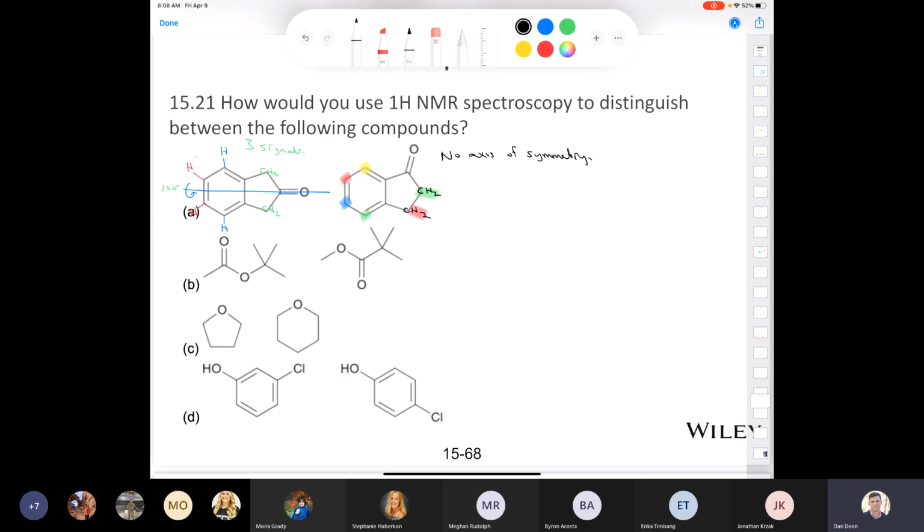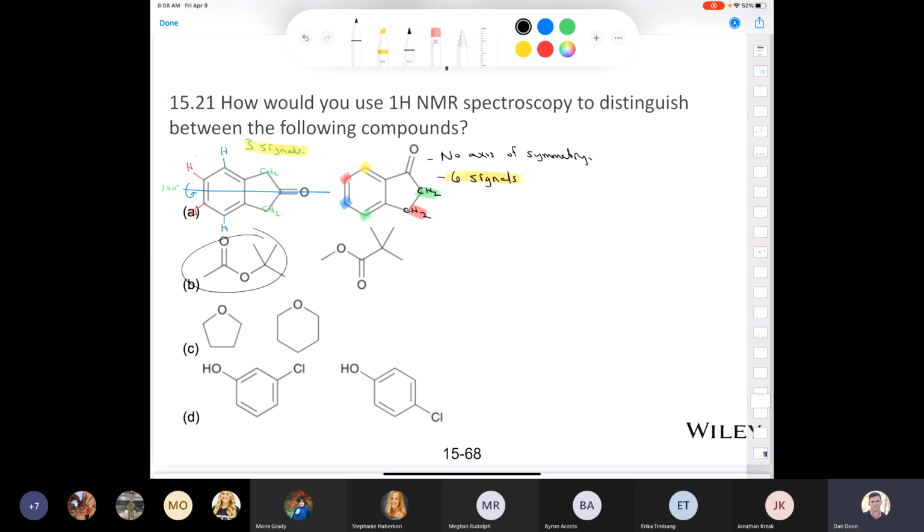So let's tally up how many we have. We have 1, 2, 3, 4, 5, 6. We would end up with 6 signals in the NMR spectrum. And so the difference is the first compound would produce 3 signals and the second compound would produce double the amount of signals.